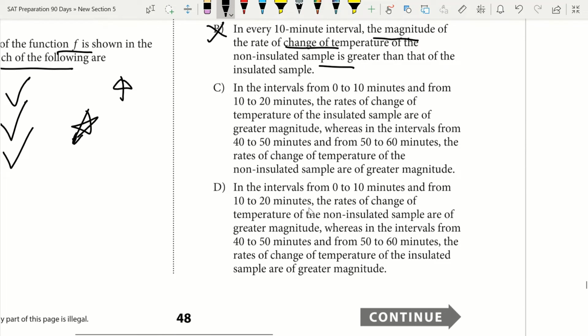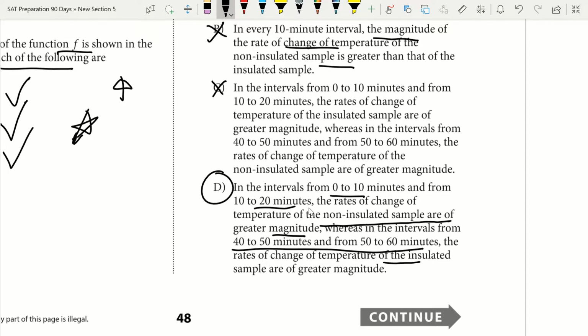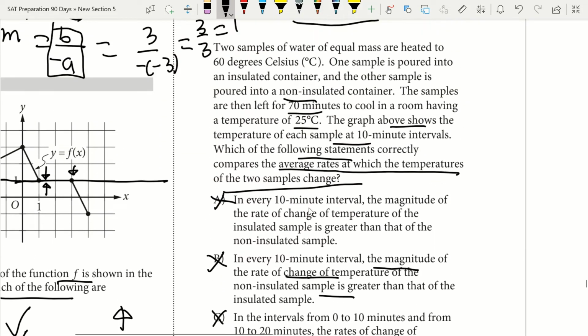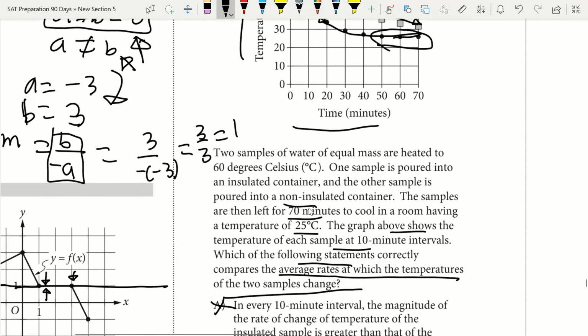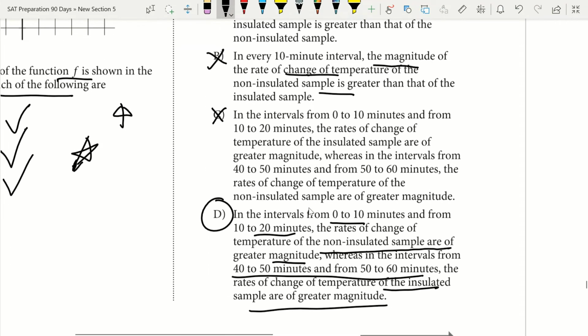Okay, so let's look at option C. In the intervals from 0 to 10 minutes and 10 to 20, the rates of change of temperature of the insulated samples are of greater magnitude. Okay, that's incorrect. We know that in those first intervals, 0 to 10 and 10 to 20, the rates of change of the temperature of the non-insulated sample are of greater magnitude. And then in 40 to 50 and 50 to 60, the rates of change of temperature of the insulated sample is of greater magnitude. So D is going to have to be our correct answer for question 27 because it's correct according to the data in the graph. So D is our correct answer there. That's 27.